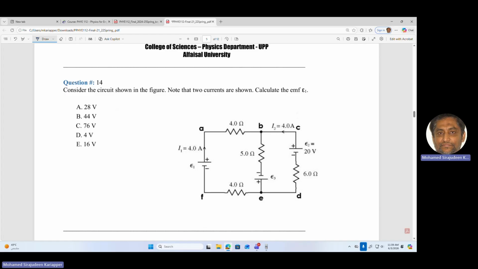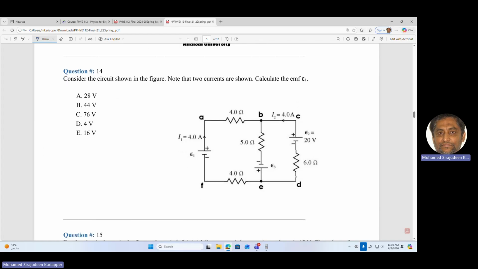Number 14. Consider the circuit shown in the figure. Note that two currents are shown. Calculate the EMF E1. So he's asking to get this. Now again, we have a two-loop circuit. A two-loop circuit means I can get 3 loops, more than the number of loops we have: the left loop, the right loop, and the outer loop. So which one should I take to answer this question?